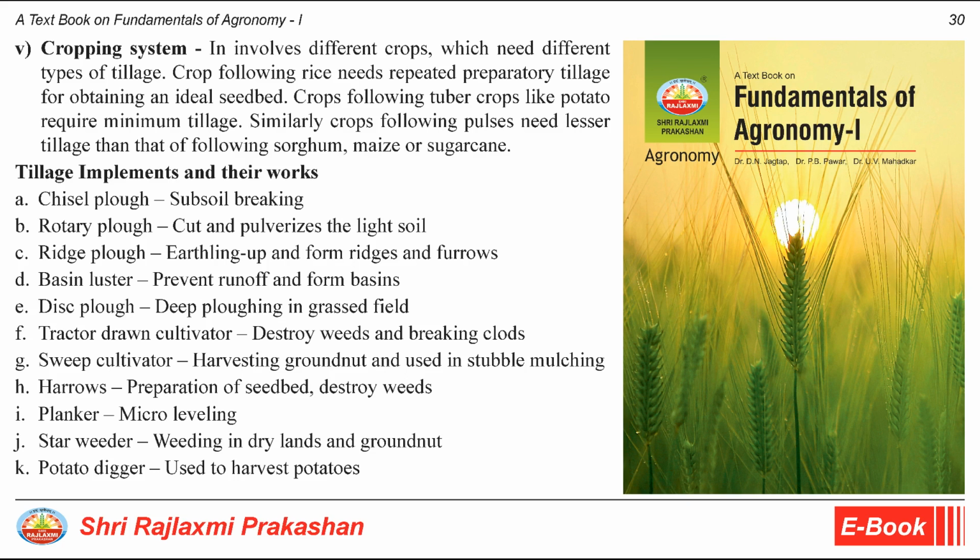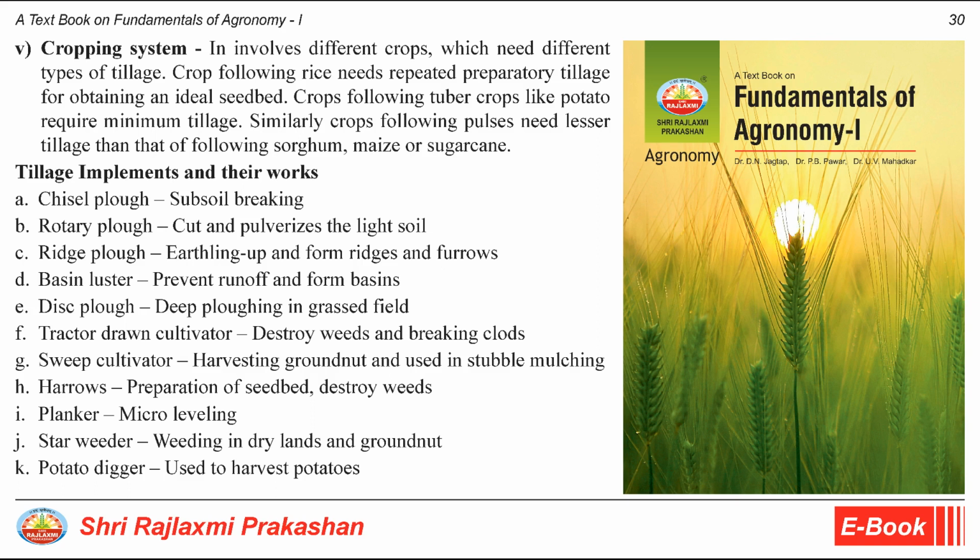Number 5. Cropping system. It involves different crops, which need different types of tillage. A crop following rice needs repeated preparatory tillage for obtaining an ideal seedbed. Crops following tuber crops like potato require minimum tillage. Similarly, crops following pulses need less tillage than those following sorghum, maize or sugarcane.